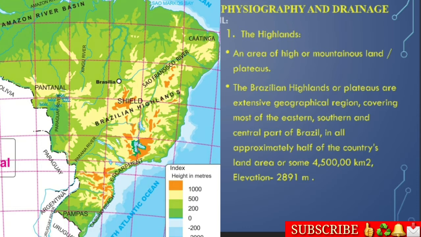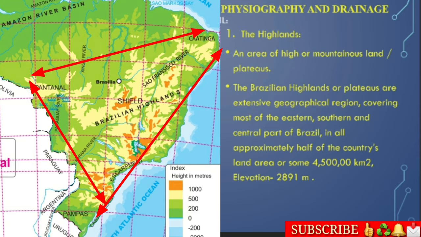See, students, the Brazilian highlands or plateaus are an extensive geographical region covering most of the eastern, southern and central part of Brazil. In all, approximately half of the country's land area, or some 4,50,000 square kilometer, and with elevation 2,891 meter. Yes, students, just now I have told you most of the region is occupied by highlands or plateaus in Brazil, and it covers most of the eastern, southern and central part of Brazil.